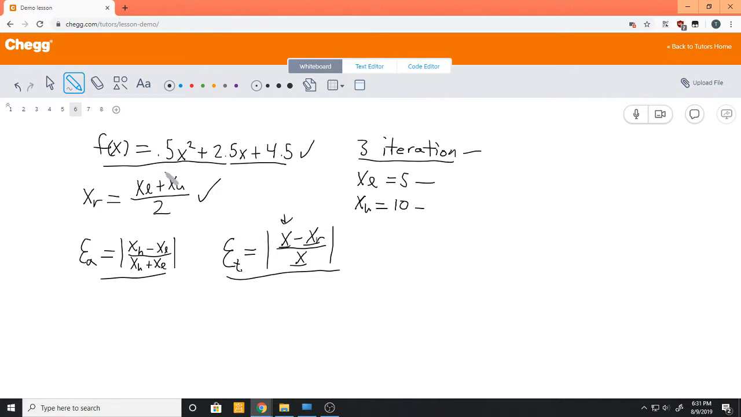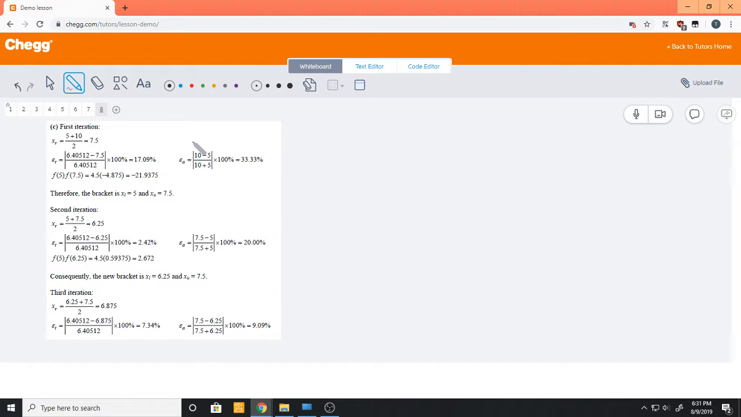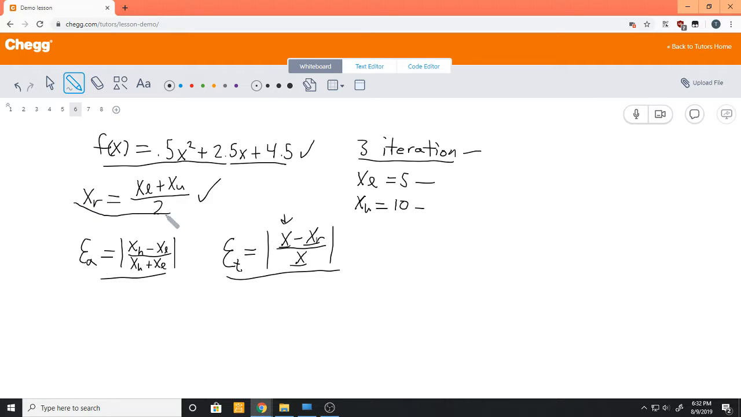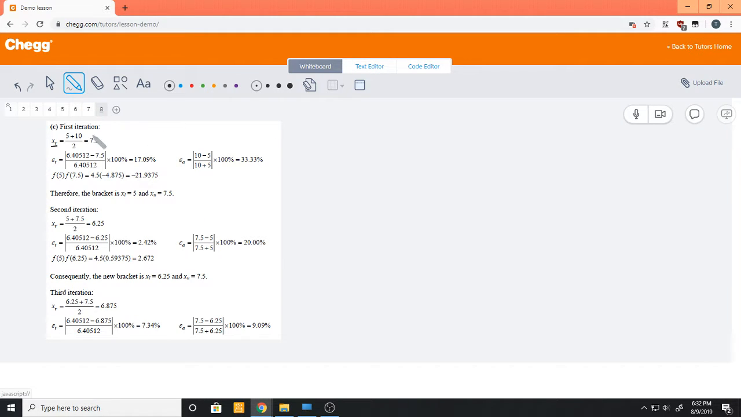So now we can just jump into the problem. I've already solved this, so I'm going to go over it step by step with you guys. For the first iteration, we want to calculate our XR, our X guess, using this equation. We have our X lower 5 and our X upper 10. So 5 plus 10 over 2 gives us 7.5.